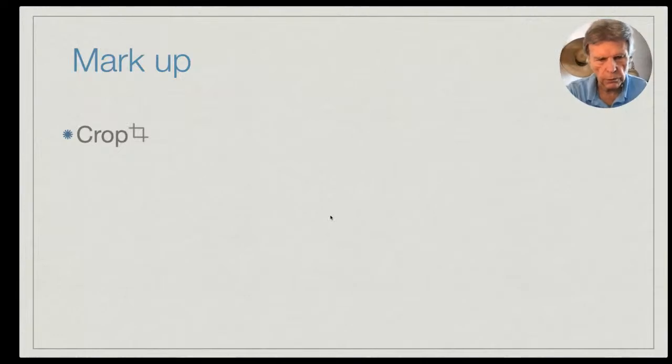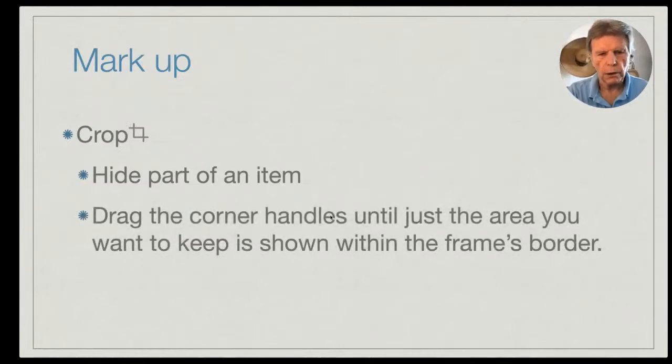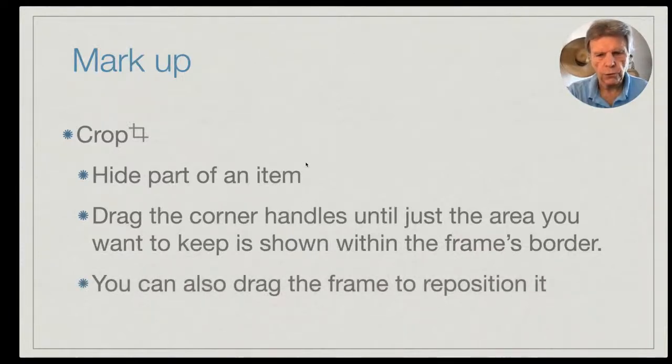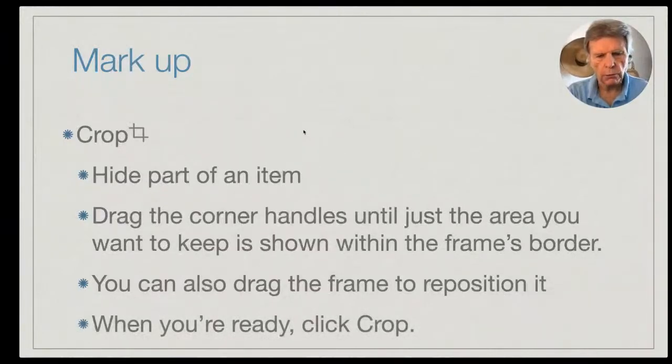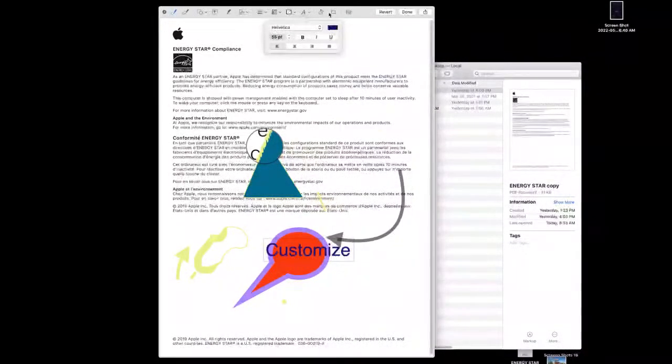Crop, very useful tool. So the crop tool lets you hide part of the item. When you invoke crop, you get corner handles, and you can also adjust the frame to reposition the cropped area. And then when you're done with all your cropping, you click crop in the upper right, and it will save all those edits. So let's look at that. So here's the crop tool right here. So you can see crop just appeared up here. That's what you would do at the end.